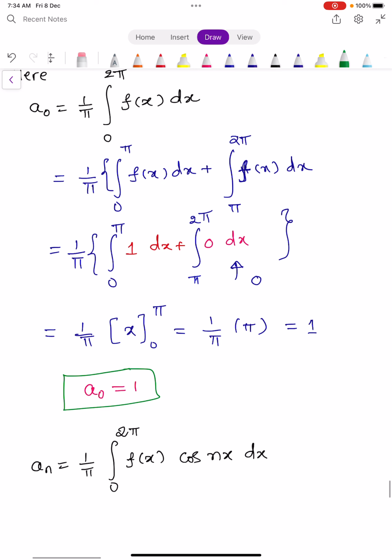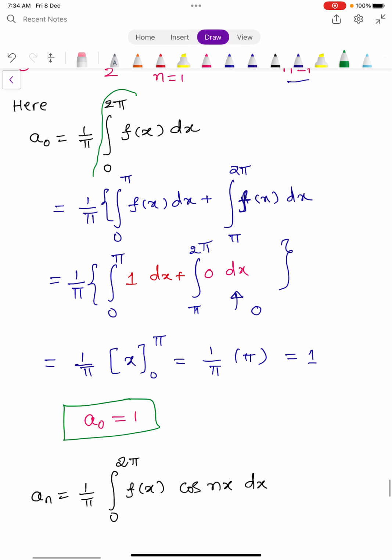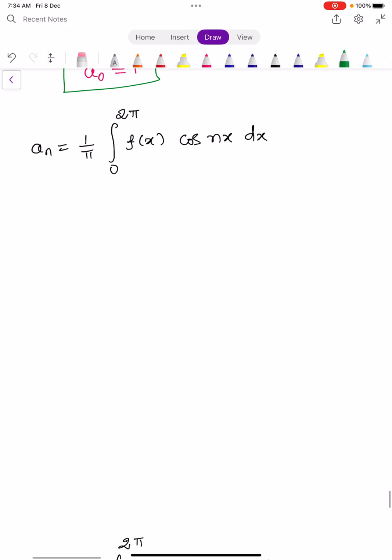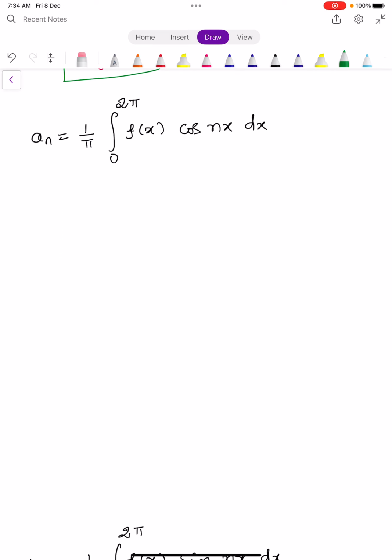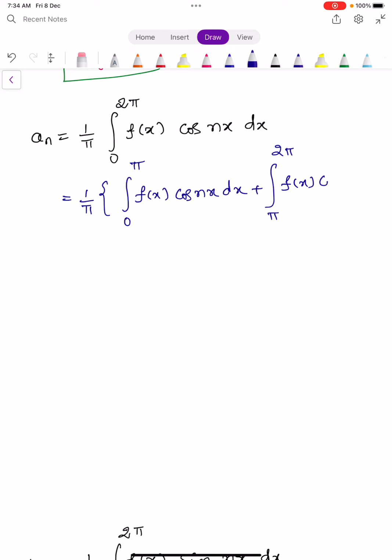So this is the important part here. We divide the integration from 0 to 2 pi into two parts: integral 0 to pi plus integral pi to 2 pi, according to our function. Now a n is equal to 1 by pi. Here also it is the same: integral 0 to pi f of x cos nx dx plus integral pi to 2 pi f of x cos nx dx.